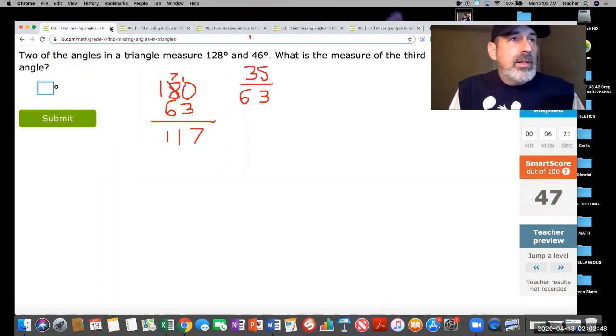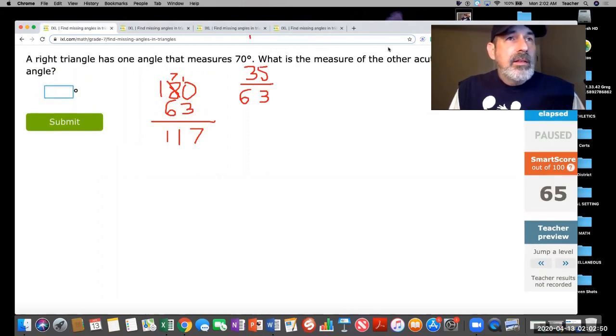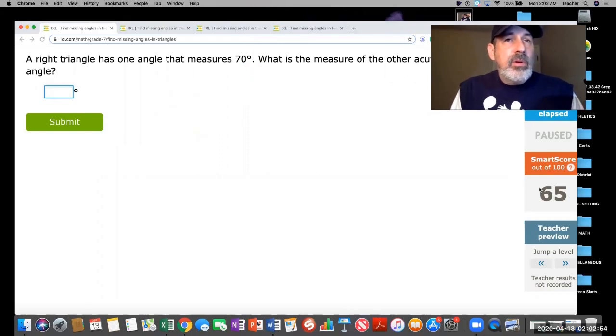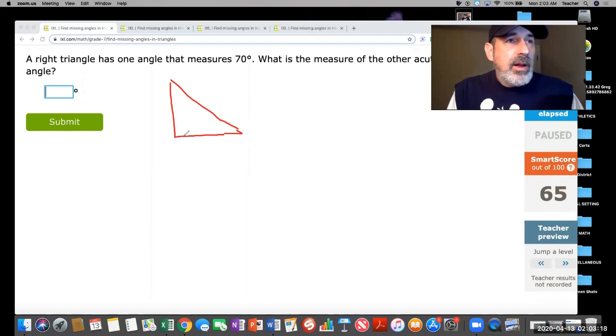All right, now since I did that one, I can delete it. Let's go to the next level. We are now up to 65 score. A right triangle has one angle that measures 70 degrees. So they've told me it's right. So let me go back to draw. I need to draw. Let me get my trusty ink pen. If I draw it, okay. I get the general idea. They're telling me this is a right angle.